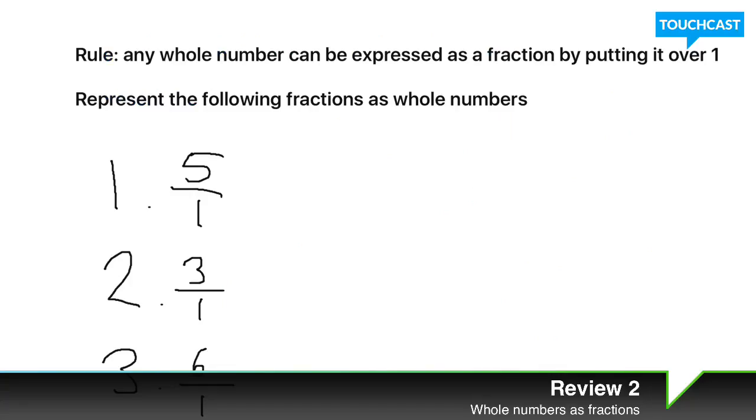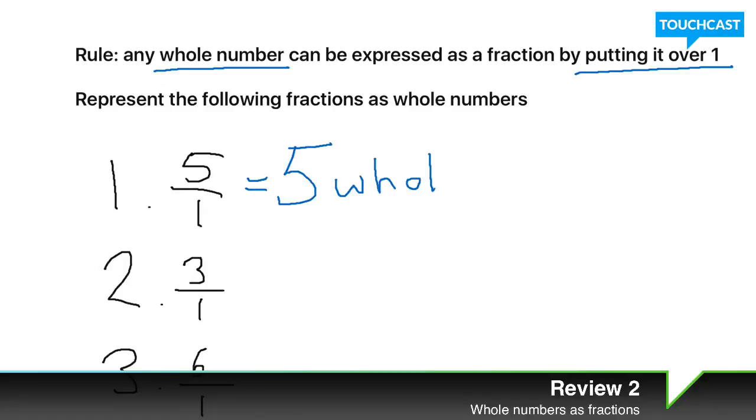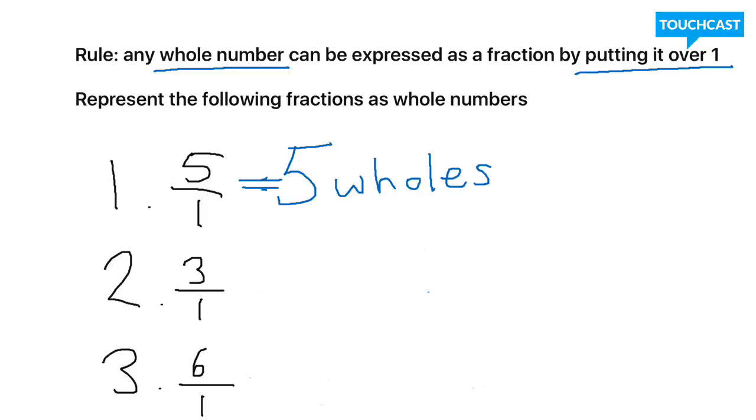Let's take a look at a few examples. Once again, here's that rule. Any whole number can be expressed as a fraction by putting it over 1. So 5 over 1 is simply 5. 5 wholes. What about number 2 and 3? For those of you who cannot see this, number 2 is 3 over 1, so express 3 over 1 as a whole number. And for number 3, express 6 over 1 as a whole number. Go ahead and get started.